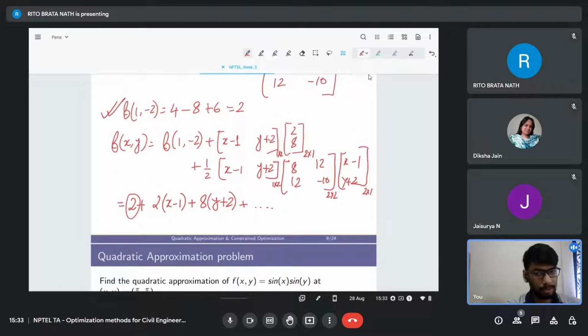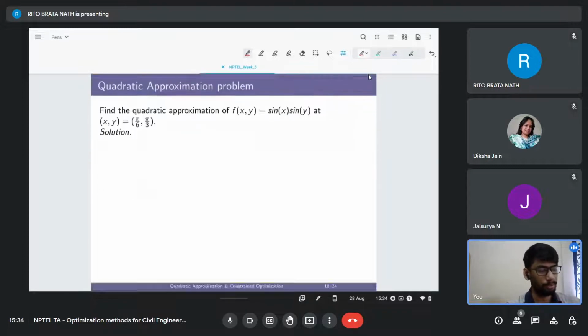You may be asked about the linear term as well. So something like this one. So I'll talk more about it when I solve the next problem. So let's solve this next problem.